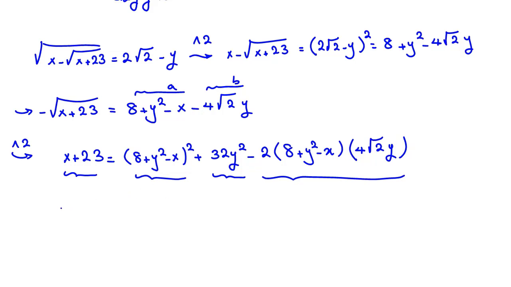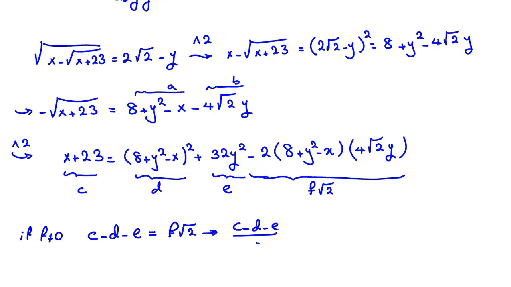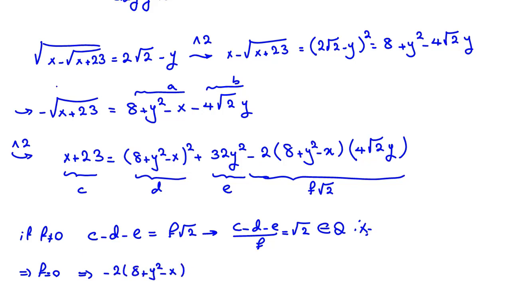Let me explain again if you have a question. Let's call these parts c, d, e, and consider this part f root 2. I want to say f is 0. If f is not 0, you can write c minus d minus e equals f root 2. We can divide both sides by f, so root 2 is an integer over an integer, so it is rational. We reach a contradiction, so we conclude f is 0. So the coefficient here is 0. The coefficient is negative 2 times 8 plus y squared minus x. It is f. That's right.